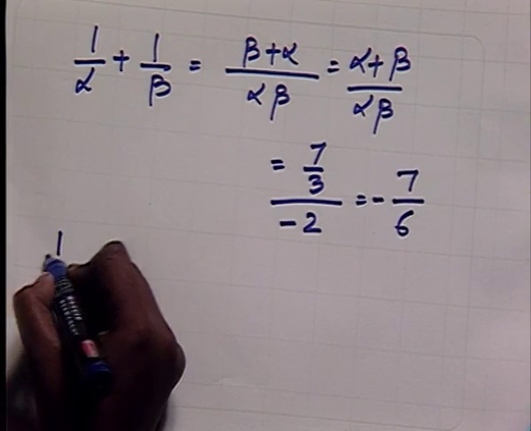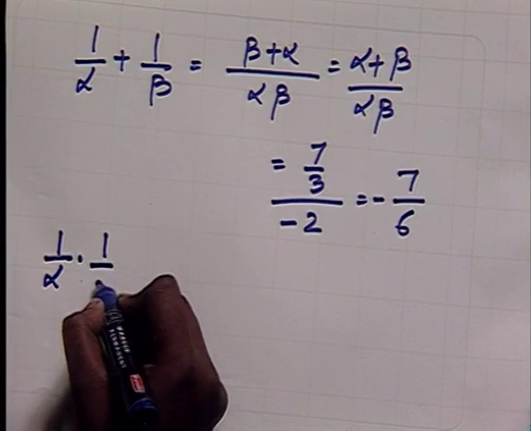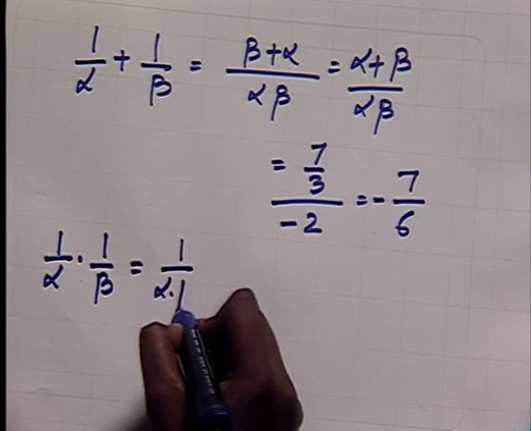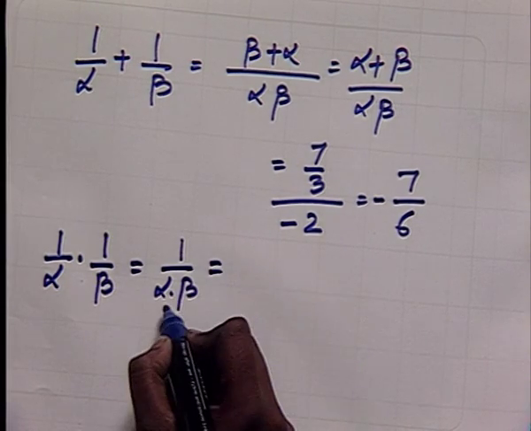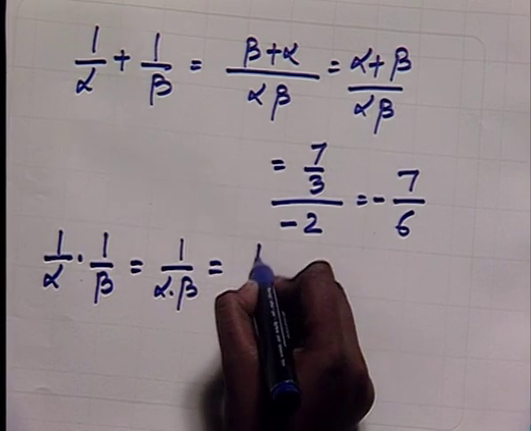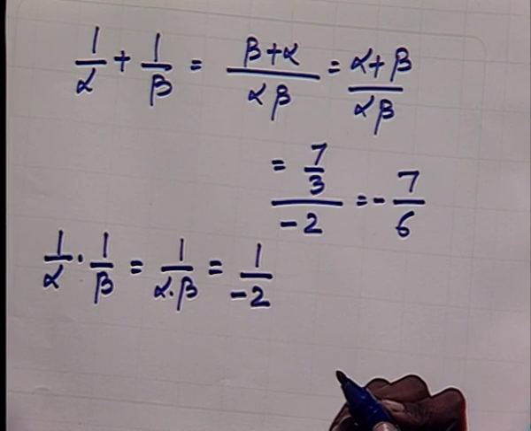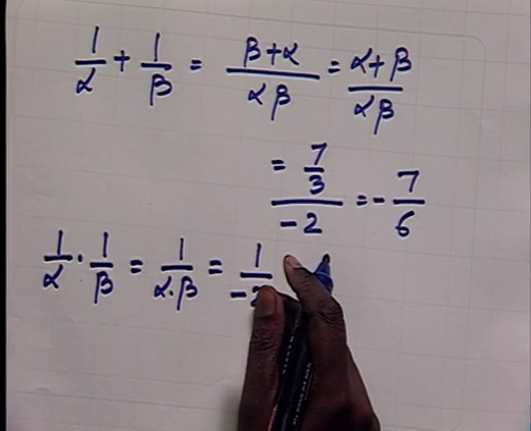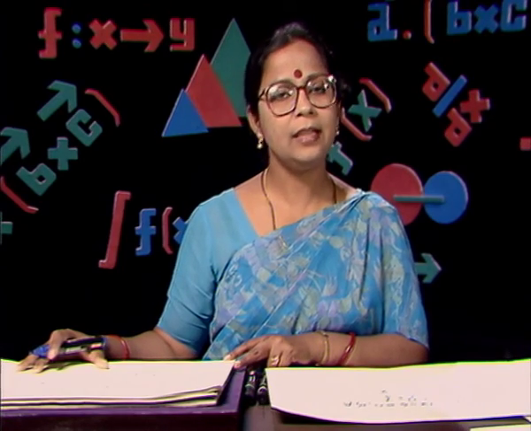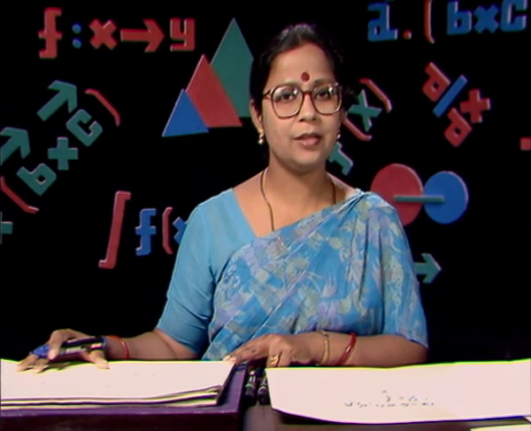Also, the product of the roots of the required equation will be 1 upon alpha into 1 upon beta, that is equal to 1 upon alpha into beta, and as we already know that alpha into beta is minus 2. So, replacing alpha into beta by minus 2, we get 1 upon minus 2 as the product of the roots of the required equation. So, now we have the sum and the product of the roots of the required equation. Can you construct the equation now?